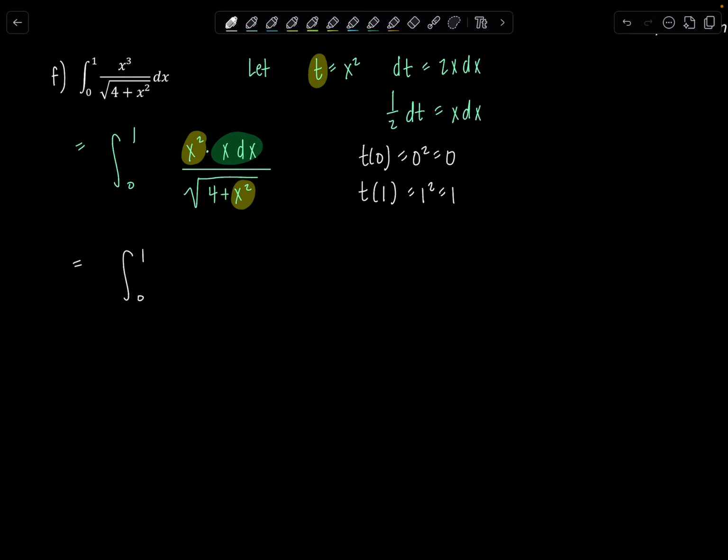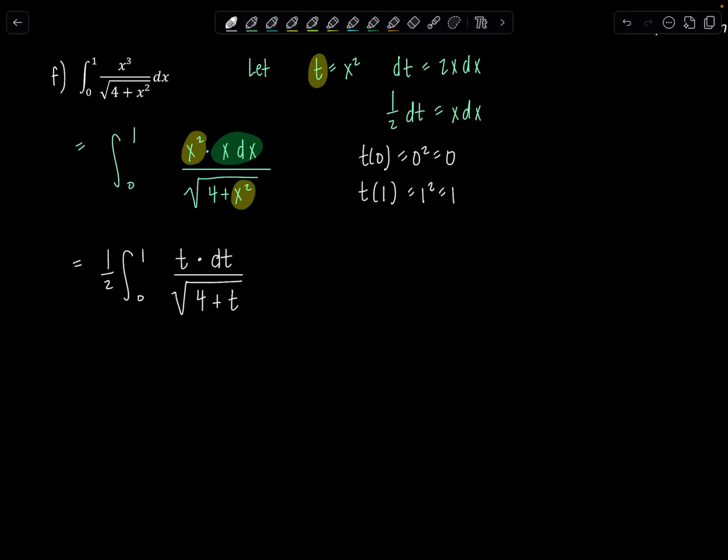It's 0 to 1. This x squared, I'm going to replace with t. This x dx is 1/2 dt. So let me put the 1/2 outside. dt goes here over square root 4 plus t. Now, if you're pretty profesh, you might skip this step, okay? And just go straight to by parts. Some people can handle that. I'm recommending you simplify it a little bit just because you guys are just starting off learning these integration techniques. All right. Do you feel okay?